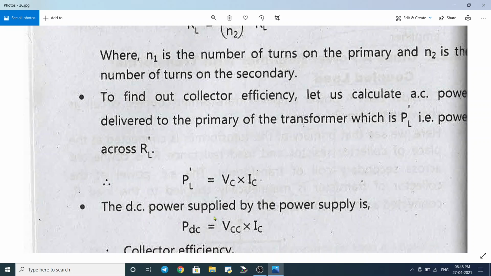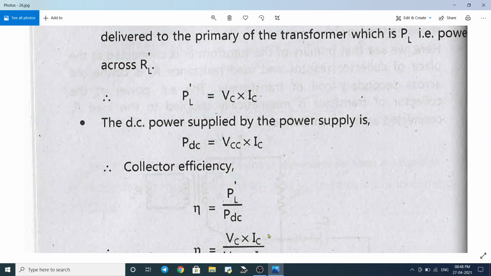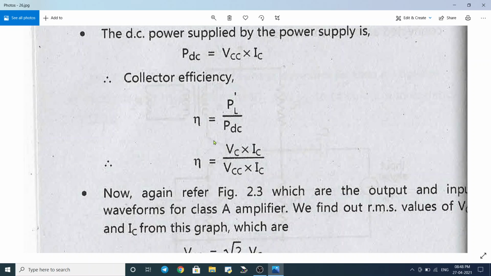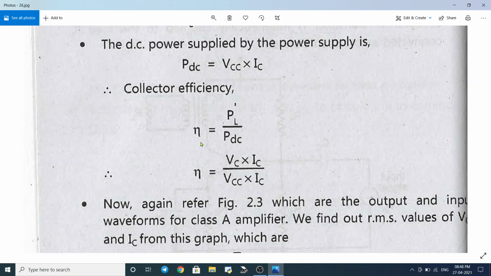And the DC power supplied by the power supply will remain the same, that is PDC equals VCC into IC, and we know the formula for the efficiency, that is efficiency equals PL dash upon PDC, the AC power delivered to the primary coil of the coupling transformer divided by the DC power supplied by the power supply, that is eta equals VC into IC divided by VCC into IC.